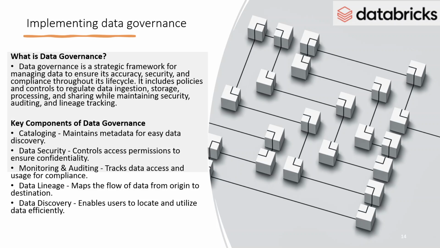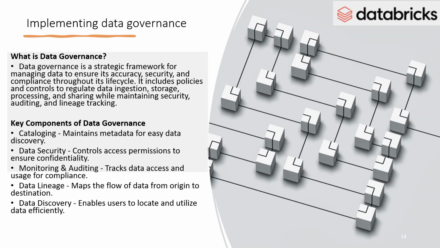Data governance is a strategic framework for managing data to ensure its accuracy, security and compliance throughout its life cycle, and it provides policies and controls to regulate data ingestion, storage, processing and sharing while maintaining security, auditing and lineage tracking. So the key components of data governance, you've got cataloging, which maintains metadata for easy data discovery.